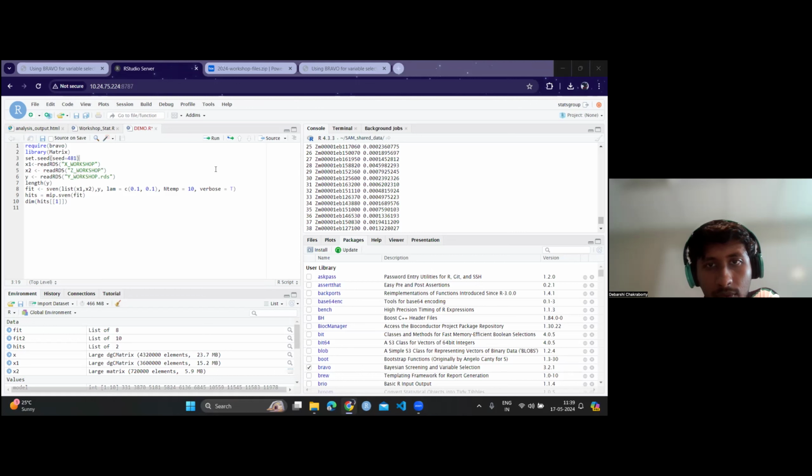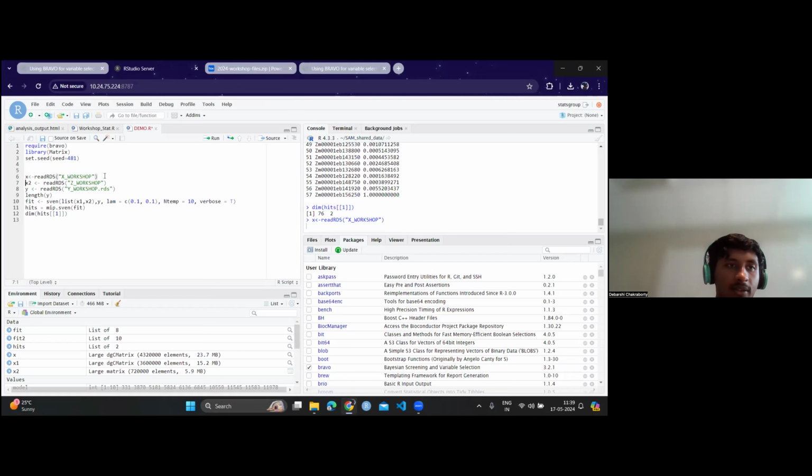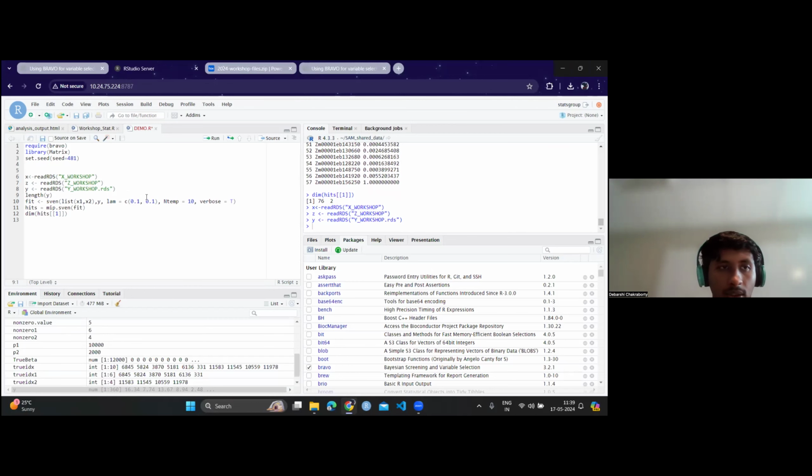Okay, if not, then this is a very easy way to read RDS files in R. You can just read like this. Let me call this X. You can just do readRDS on the X workshop file, and let me call this Z. The same way, and let me call this Y. Okay, it's done. Just to check how many observations we have: 360 observations. So let me do XZ here.